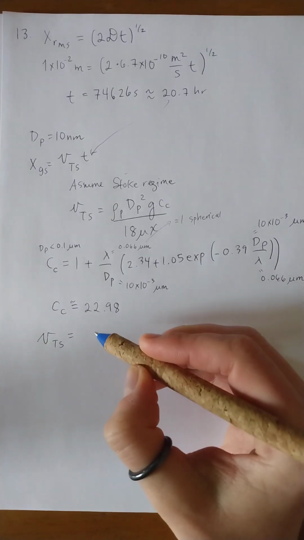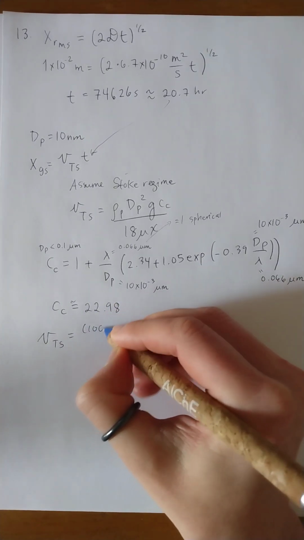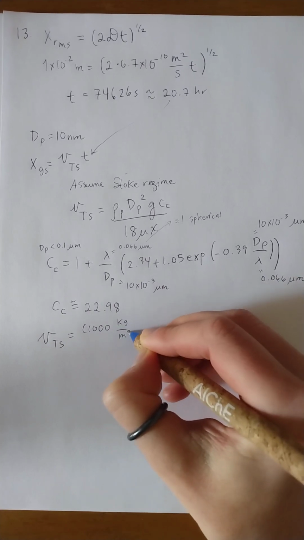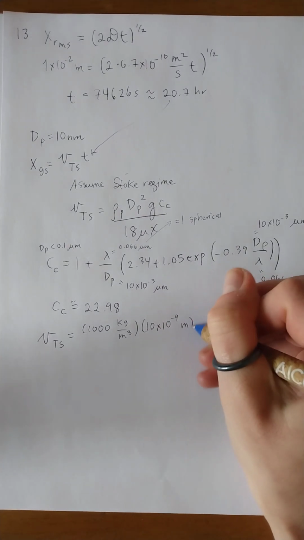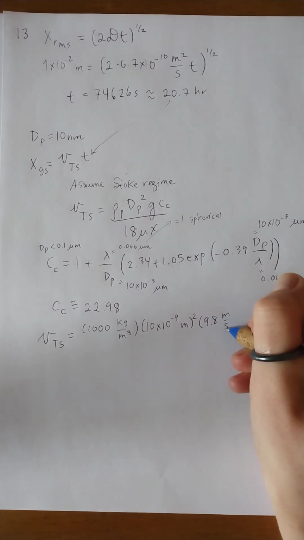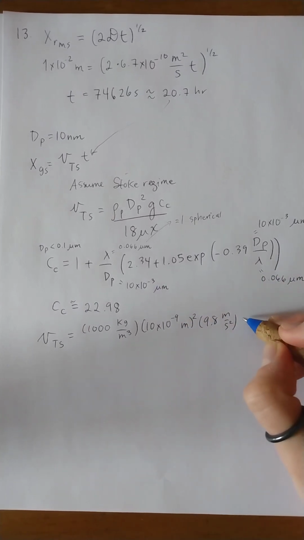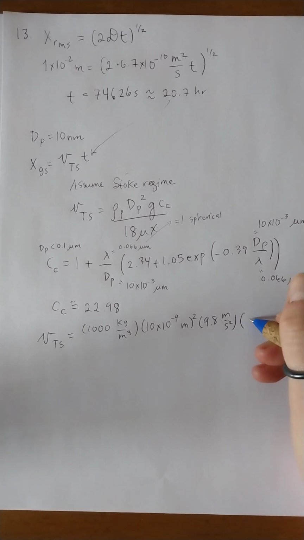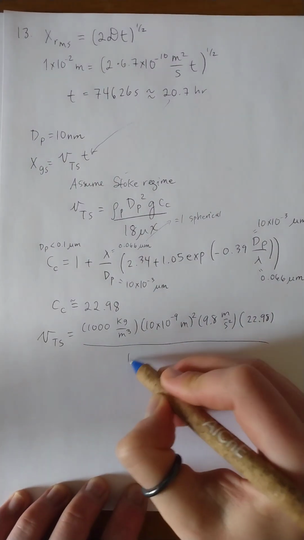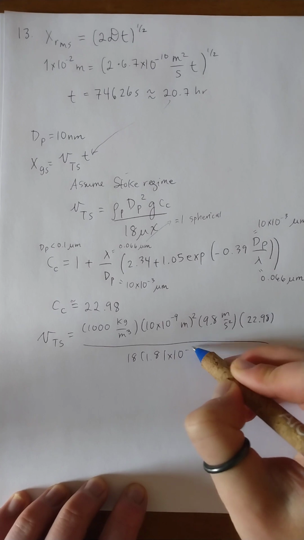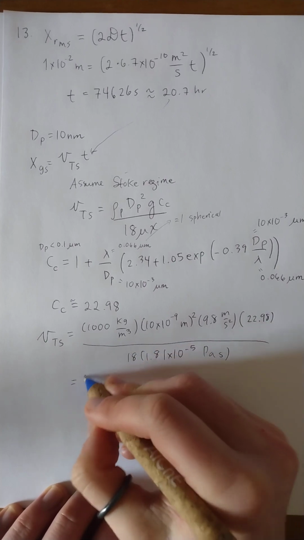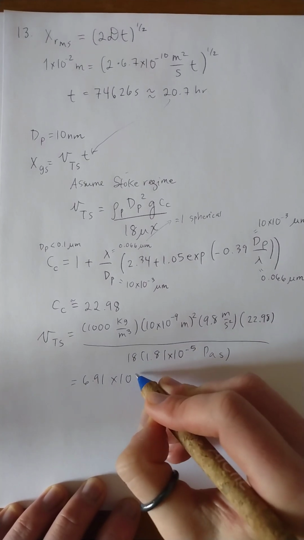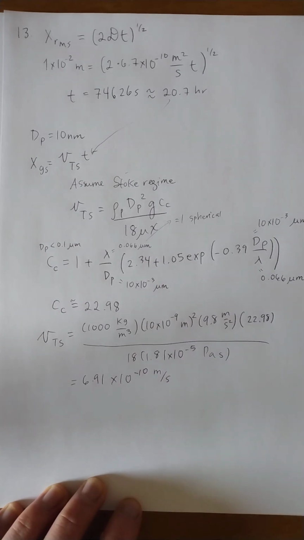So we're going to use that along with the standard density and the diameter of the particle to calculate our terminal settling velocity. Here we've used 10 to the minus 9 meters, right? It has a diameter of 10 nanometers. And again, we're looking at air at standard conditions, so we use this viscosity. And if we plug all those values in, we get a very small terminal settling velocity of 6.91 times 10 to the minus 10 meters per second.